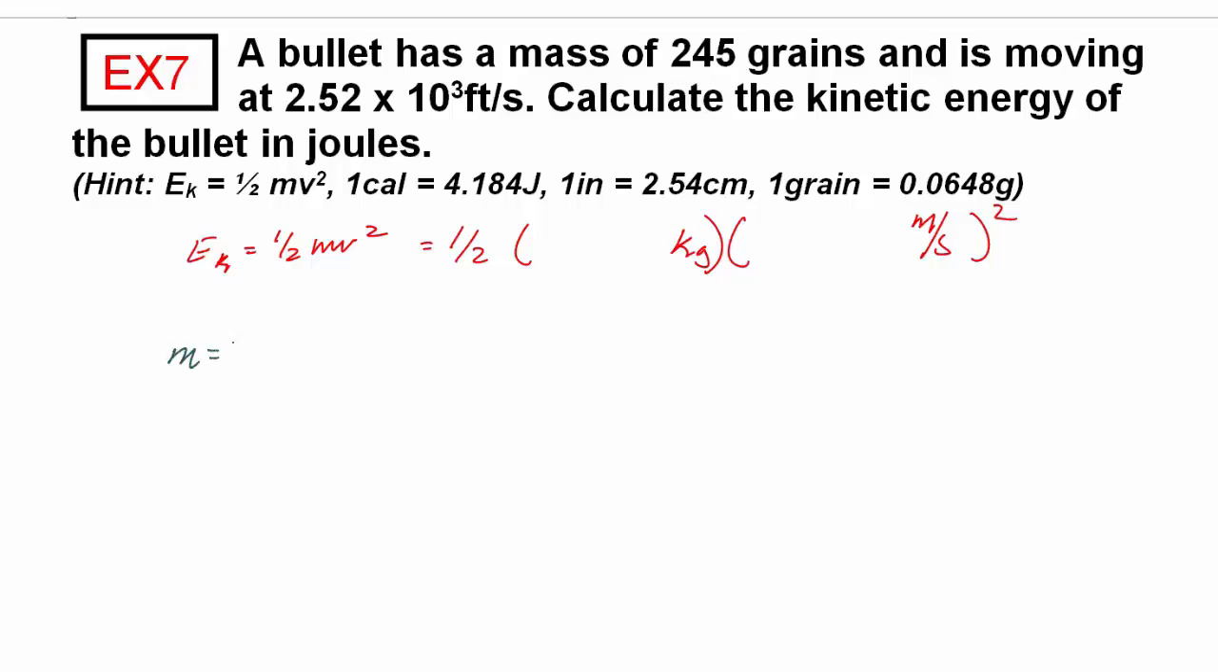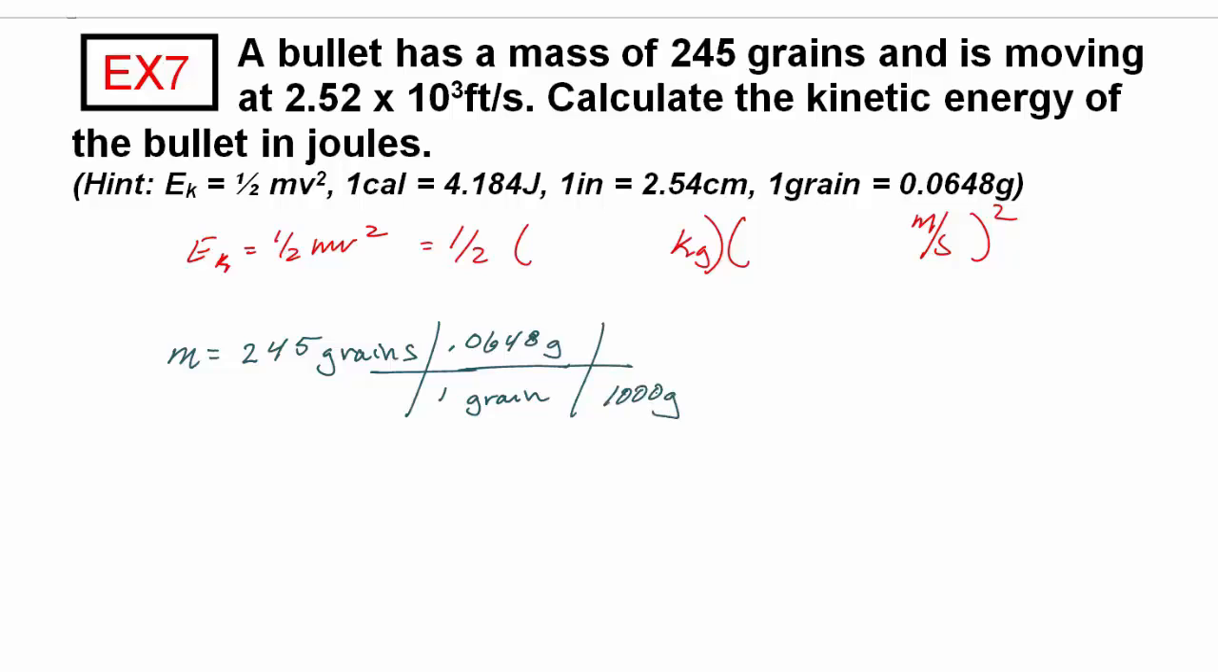M has to be 245 grains. And I know in 1 grain, I have 0.0648 grams. And I need to go to kilograms, so I might as well go there. 1,000 grams in a kilogram. About 0.0159 kilograms. There's my mass.